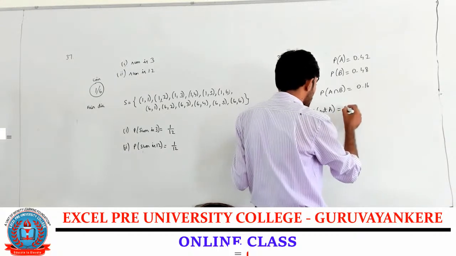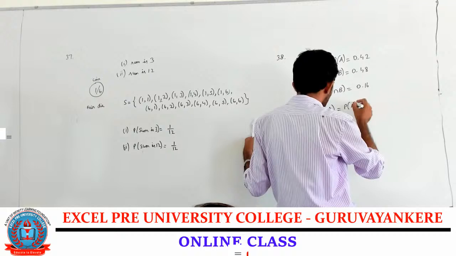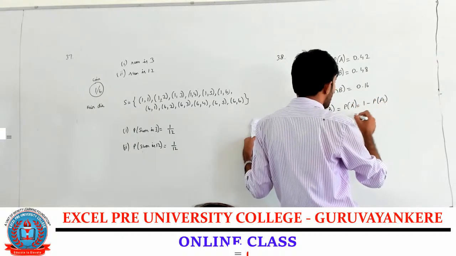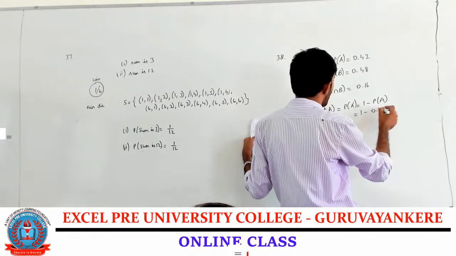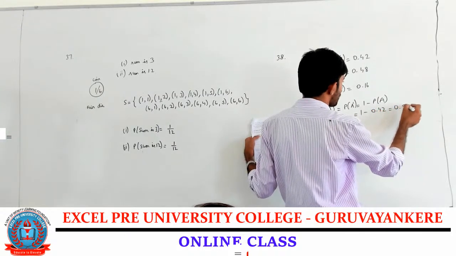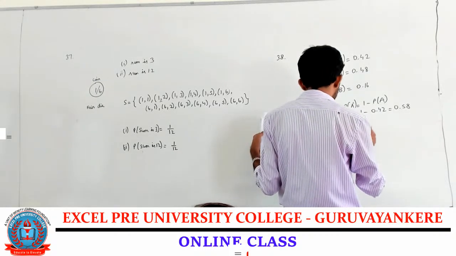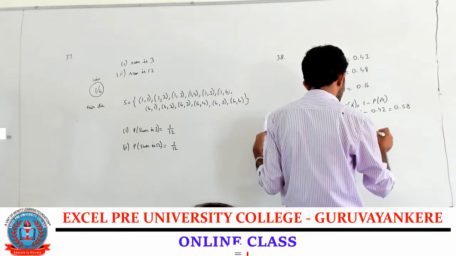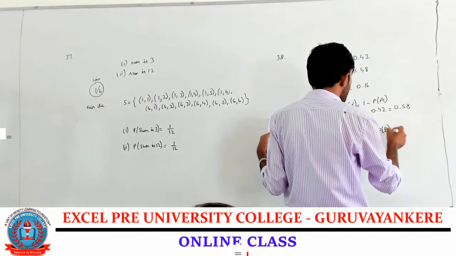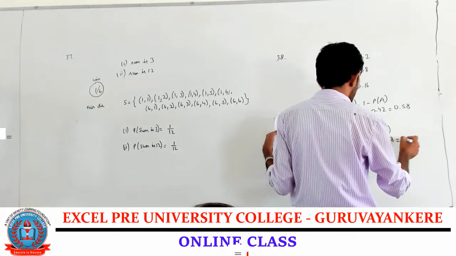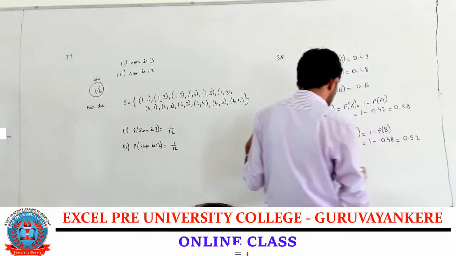This is not A. Not A is A dash. P of A dash is 1 minus P of A. 1 minus P of A is 1 minus 0.42, which is 0.58. P of not B. Not B is B dash. P of B dash is 1 minus P of B, which is 1 minus 0.48, that is 0.52.